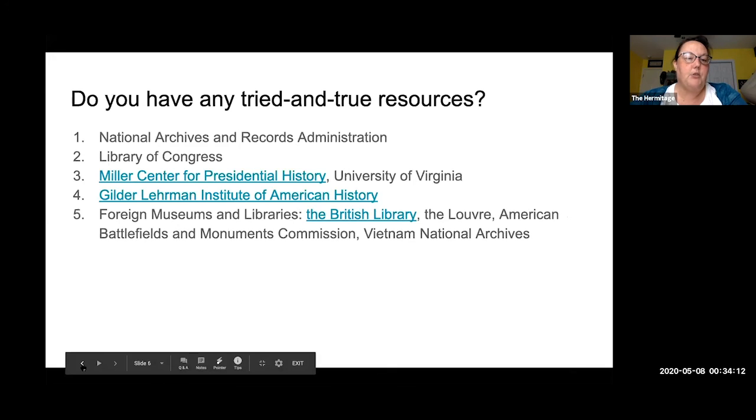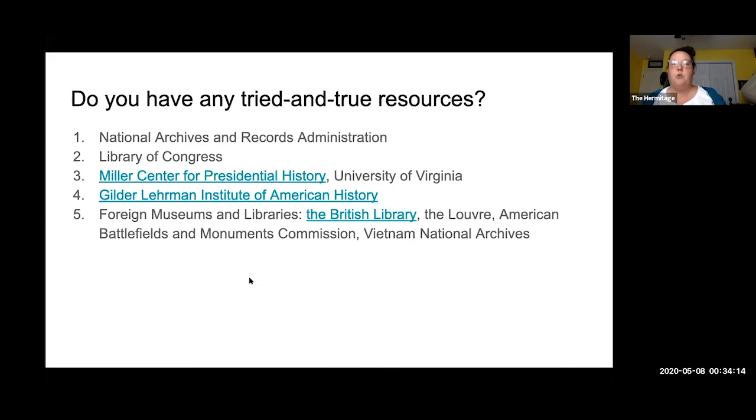I think I skipped over a resource real quick that I want to make sure we cover. Because presidents are the executive leaders of the United States, they have a lot of dealings with foreign nations, okay? If you are working on a presidential topic, what I encourage you to do too is reach out to some of those foreign museums and libraries. You can do it through their websites.